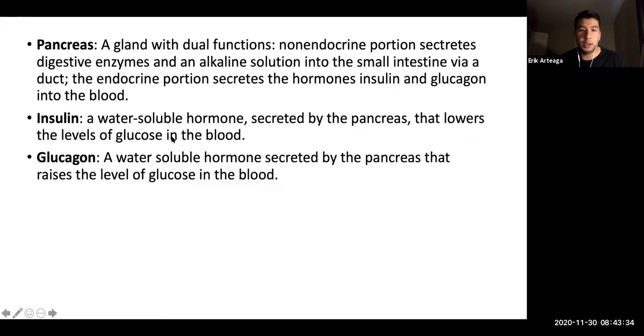Again, blood and glucose. We talked about two hormones, insulin and glucagon. They're both secreted by the pancreas. These are water-soluble hormones. Insulin induces your body to pull the sugar from your bloodstream into your cells, whereas glucagon triggers your cells to dump the sugar into your bloodstream so your body can regulate glucose. One is antagonistic to the other. Glucagon raises sugar levels in the blood, whereas insulin lowers them.